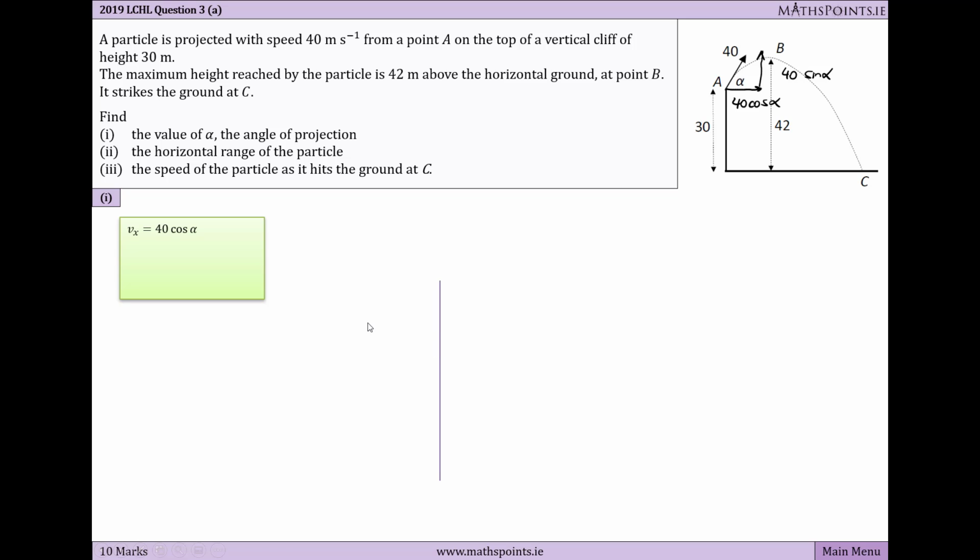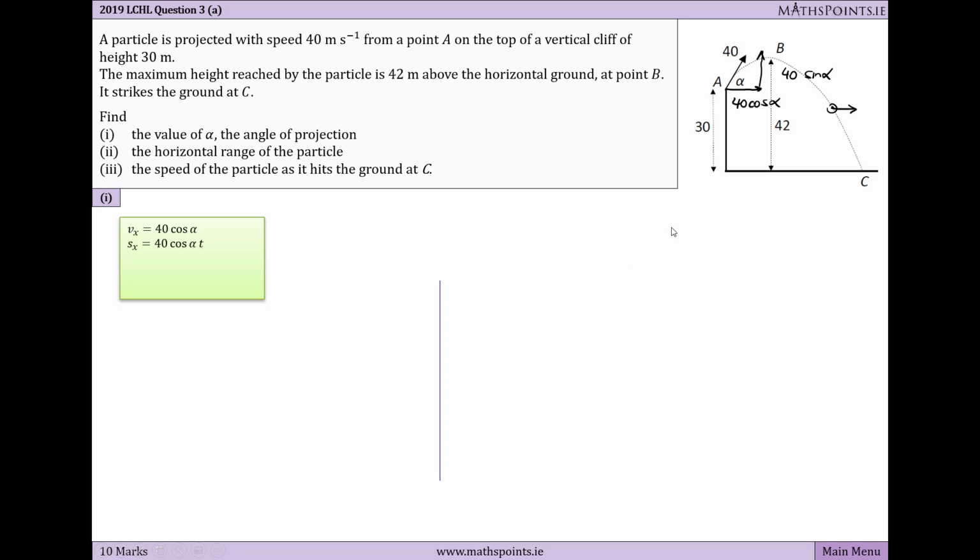So the horizontal velocity v of x will always be 40 cos alpha. The velocity in the horizontal doesn't change as the question goes on. So if we pick a point later in the question, for example here, it will still have a horizontal velocity at that stage of 40 cos alpha. The distance formula in the horizontal direction, s of x, is equal to that speed, 40 cos alpha, multiplied by the time that it's been traveling for, so 40 cos alpha times t.